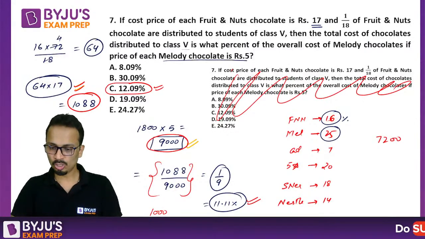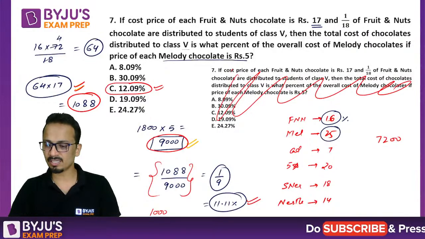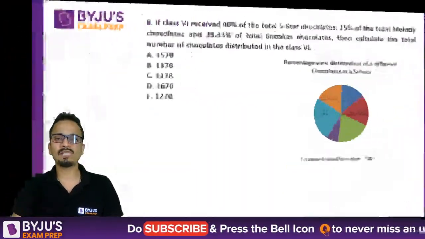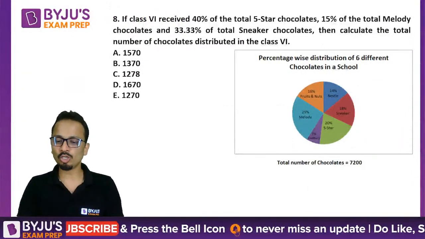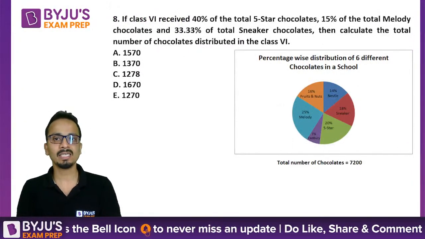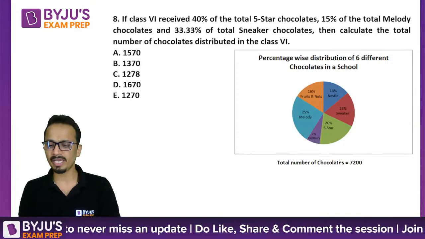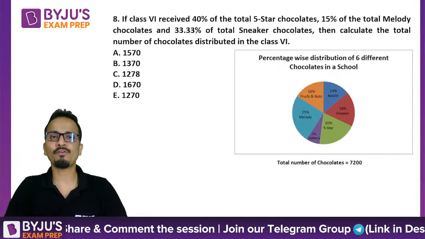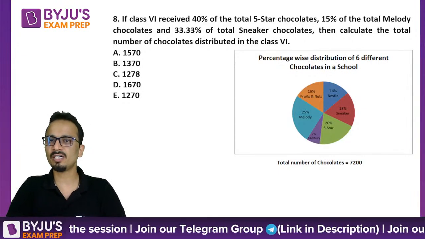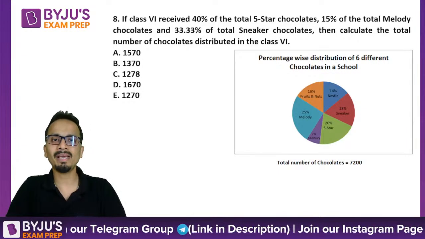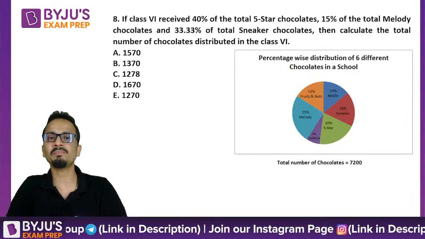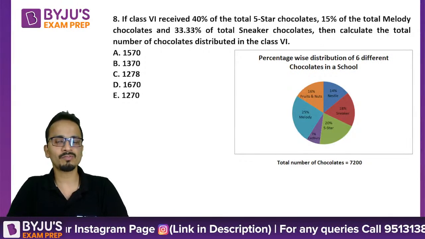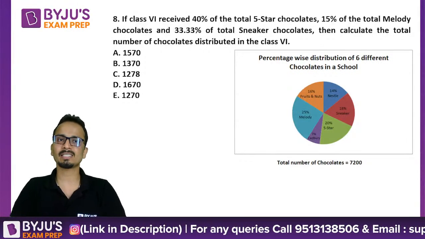Okay, so the students who have given the answer is absolutely correct. Option C, that is 12.09 percentage. Let's move on to the next class. Next question, question number 8. If class 6 received 40% of total 5-star, 15% of total Melody, and 33.33% of total Snickers, then calculate the total number of chocolates distributed in class 6.